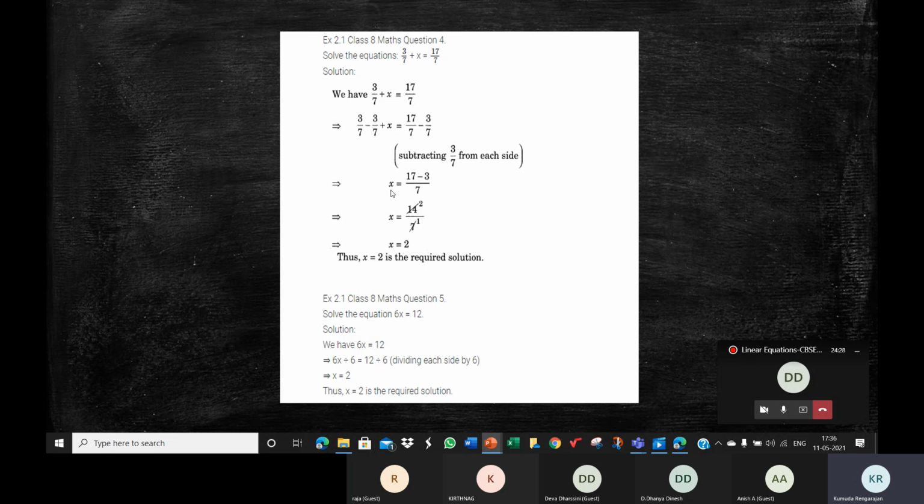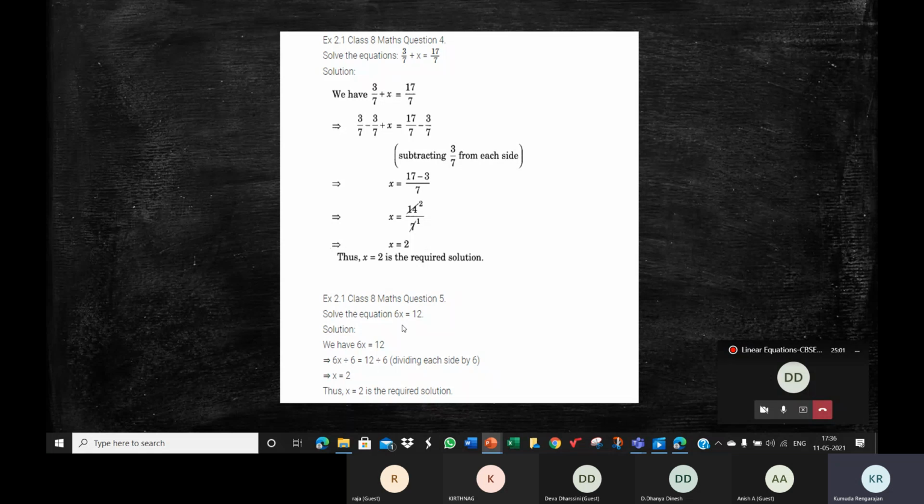So now we have x is equal to, here these are like fractions. How do you subtract like fractions? The common denominator is 7. Now subtract the numerators, 17 minus 3. So x is equal to 14/7, and you can simplify. You can reduce 14/7. 7 ones are 7, 7 twos are 14. 2/1, which is 2. Yeah, ma'am. Now I can understand, ma'am. Thank you. Okay.